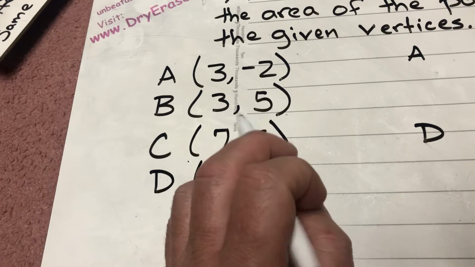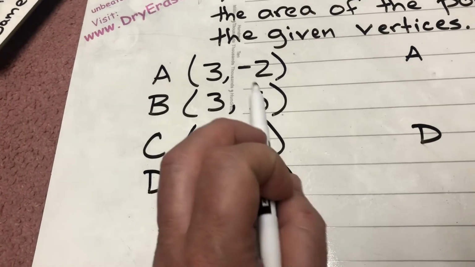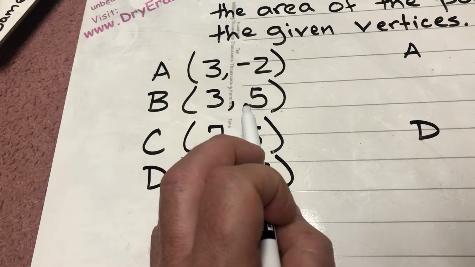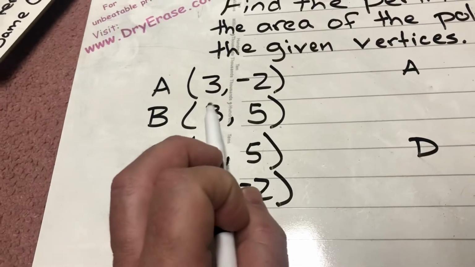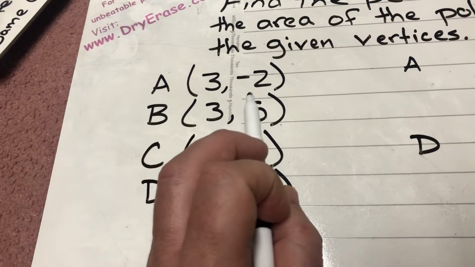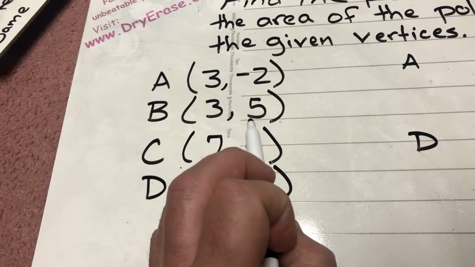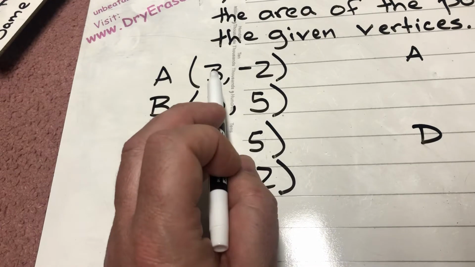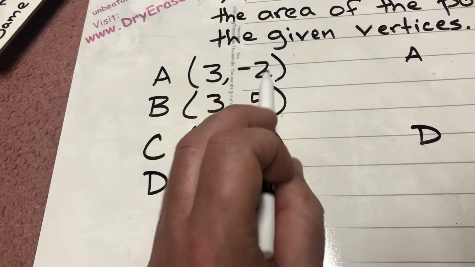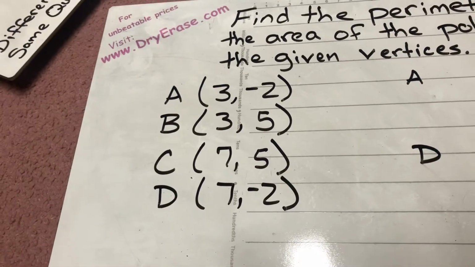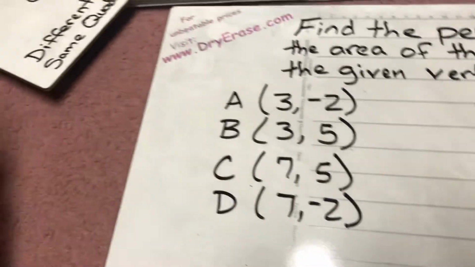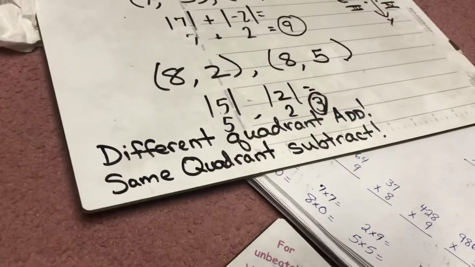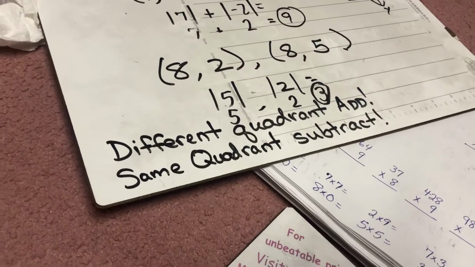So without even realizing it, I can see, well, these are going to be in different quadrants. Another way to look for it is if you have one number that's negative and one number that's positive, you know they're going to be different. These are both positive, but this one's negative and that one's positive. So they're going to be in different quadrants. Well, remember the rule: different quadrants add.